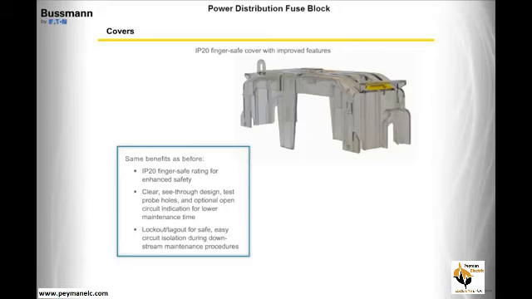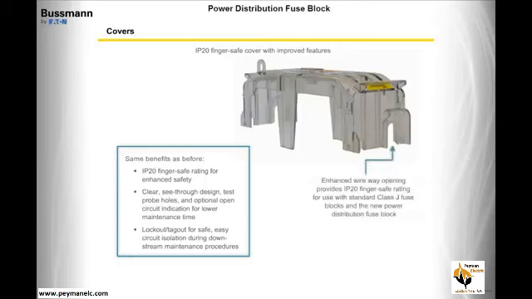The covers also have some improved features. The wireway opening has been enhanced so that the cover provides finger-safe protection for the full available wire range for both the standard lug Class J fuse blocks as well as the new power distribution fuse block. The lockout tag out feature has been enhanced to accommodate more locks, allowing a wider array of lockout safety devices to be used.